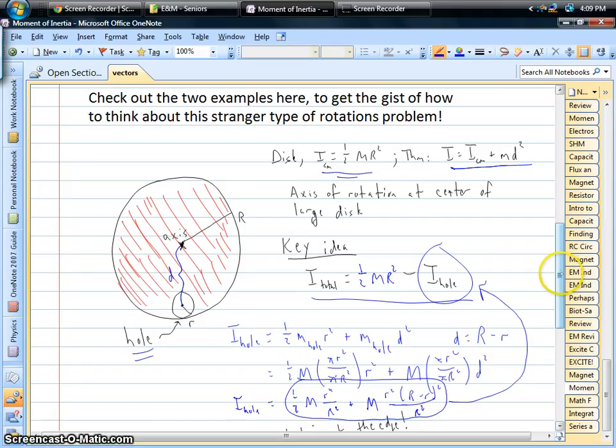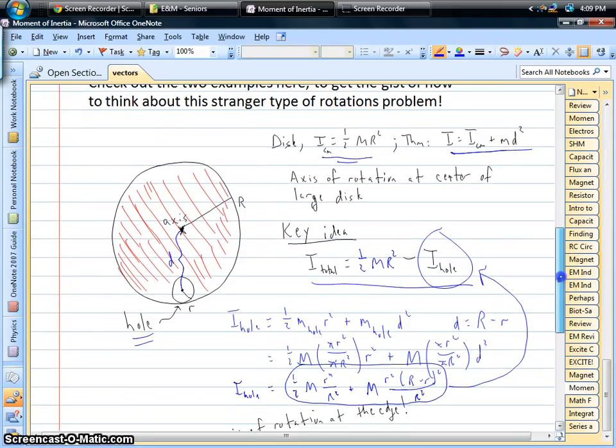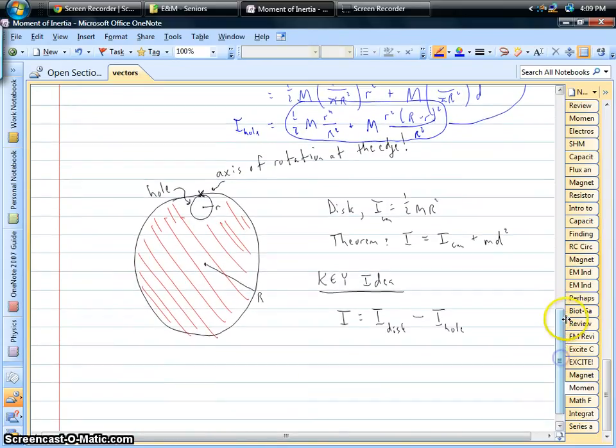Okay, so let me take one other example. We're going to modify what we just did. Okay, we'll have the same system. We have the same disk with the same hole, but now instead of the axis of rotation being at the center of the original disk, let's move it and put it at the edge. Okay, at the top here in this picture.